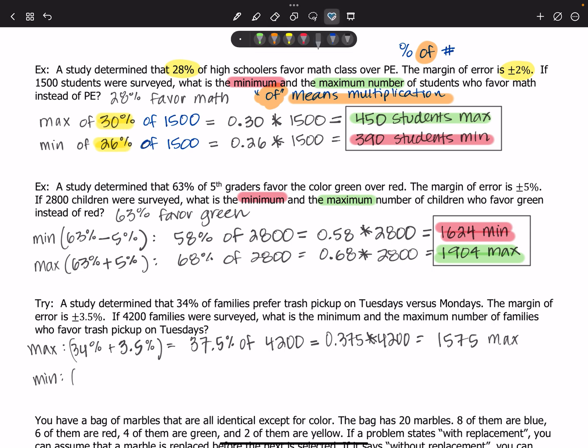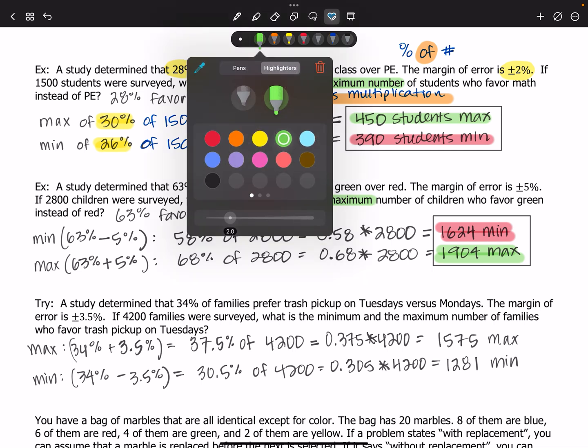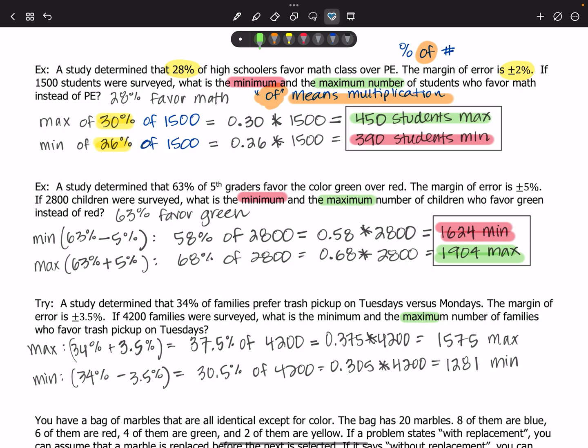And then for my minimum, I would have 34% minus the 3.5%. So 34 minus 3.5 would be 30.5% of 4,200. 0.305 times 4,200, and I got 1,281 as a minimum. So I did this a little bit backwards. My maximum, which I'm going to keep my maximums all green, is up here, and the minimum is here.